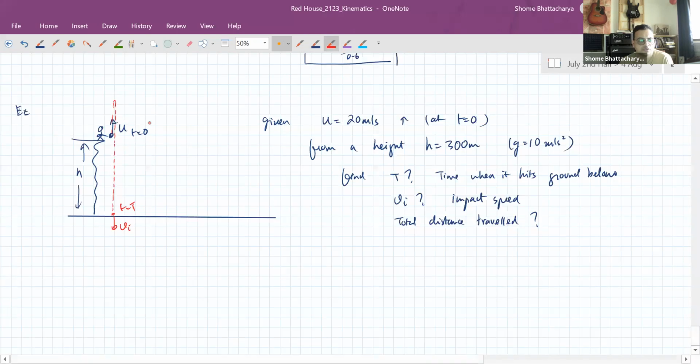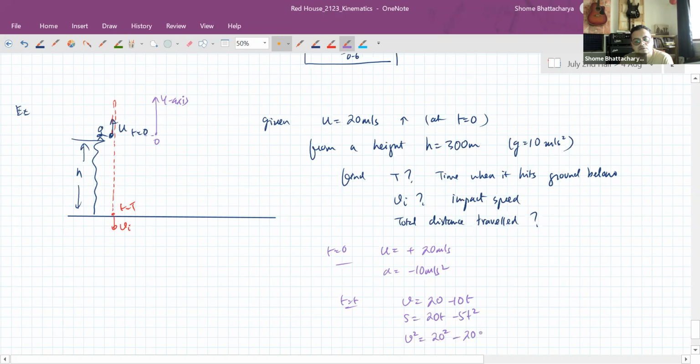But to understand that, what you again do is you take this as your axis. Take this as your starting point. So at t equal to 0, your u is plus 20. But your acceleration will be taken as minus 10 meters per second square. So as a function of time, the velocity will be 20 minus 10t. The displacement will be 20t minus 5t square, and v square will be 20 square minus 20s, 2as, like this. These will be the three equations of motion.